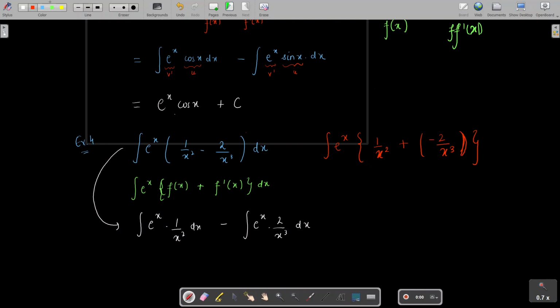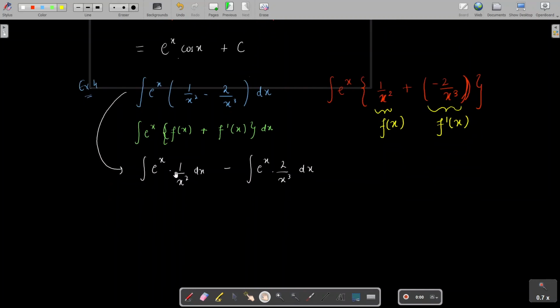So now, if this is f(x), then this is actually the derivative of f(x). Then we will again distribute e to the power x and we will apply integration by parts to both of these integrals and we'll get the final answer.